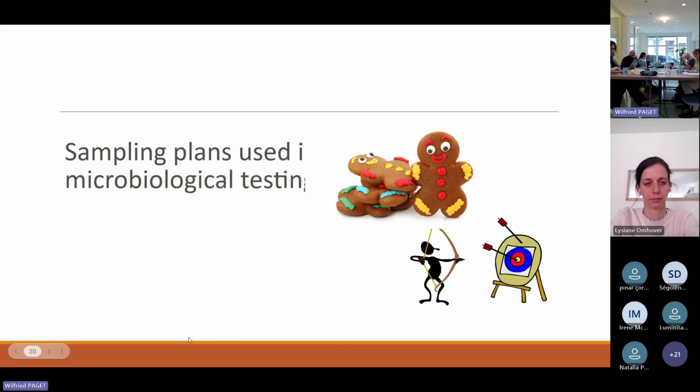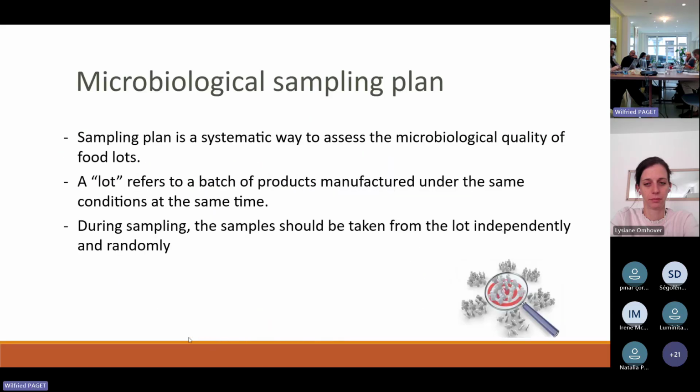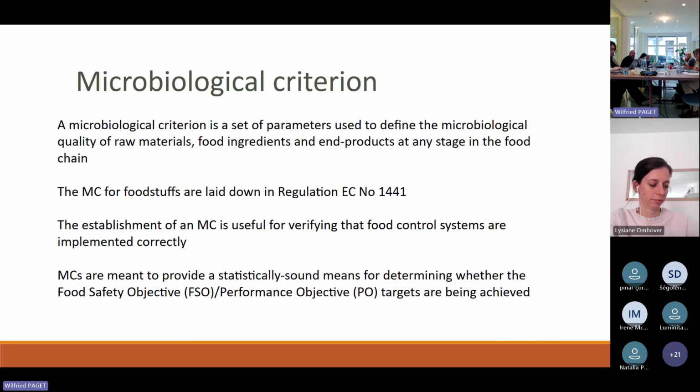What are the sampling plans used in microbiological testing? So the definition is similar. The microbiological sampling plans are based on the acceptance sampling plan theory. Also, the lot refers to a batch of products, and these products are manufactured under the same conditions. And also, there is an assumption that during sampling, the samples should be taken from the lot independently, so they are not dependent one from the other, and also randomly.